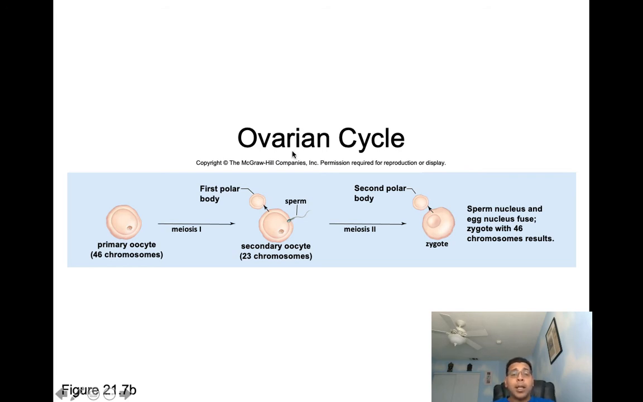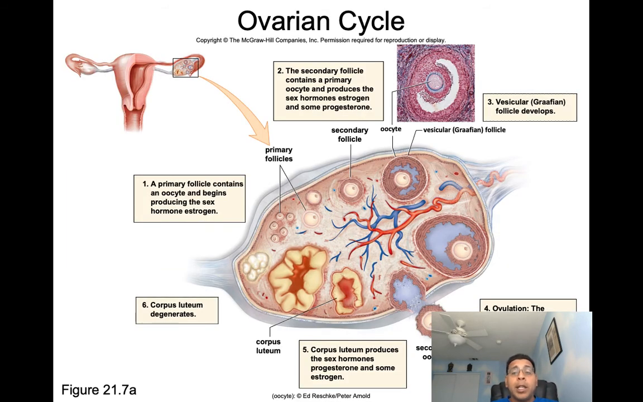The primary oocyte is going to divide, producing two haploid cells. One of these haploid cells is going to be the secondary oocyte, which we can see right inside here, and the other will be the first polar body. During ovulation, the vesicular follicle is going to burst and release the secondary oocyte. Once the vesicular follicle loses its secondary oocyte, it's going to become the corpus luteum. So here you can see that very well.